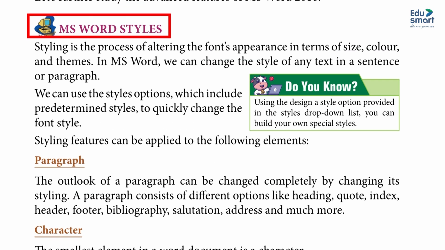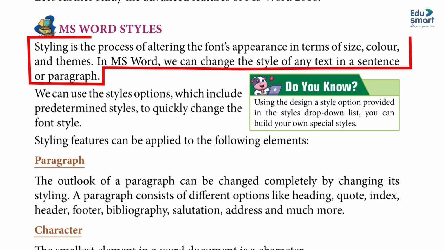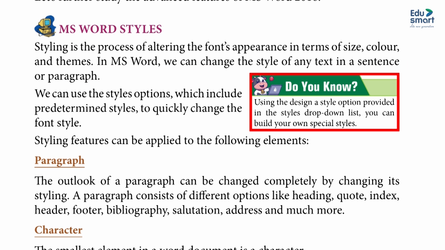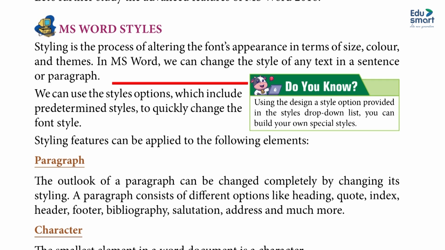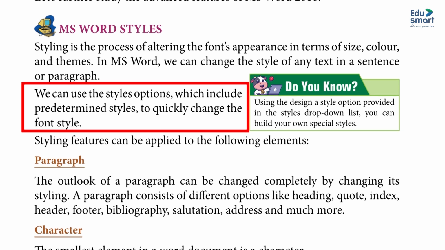MS Word Styles. Styling is the process of altering the font's appearance in terms of size, color and themes. In MS Word, we can change the style of any text in a sentence or paragraph. Do you know? Using the Design a Style option provided in the Styles drop-down list, you can build your own special styles. We can use the Styles option, which includes predetermined styles, to quickly change the font style.